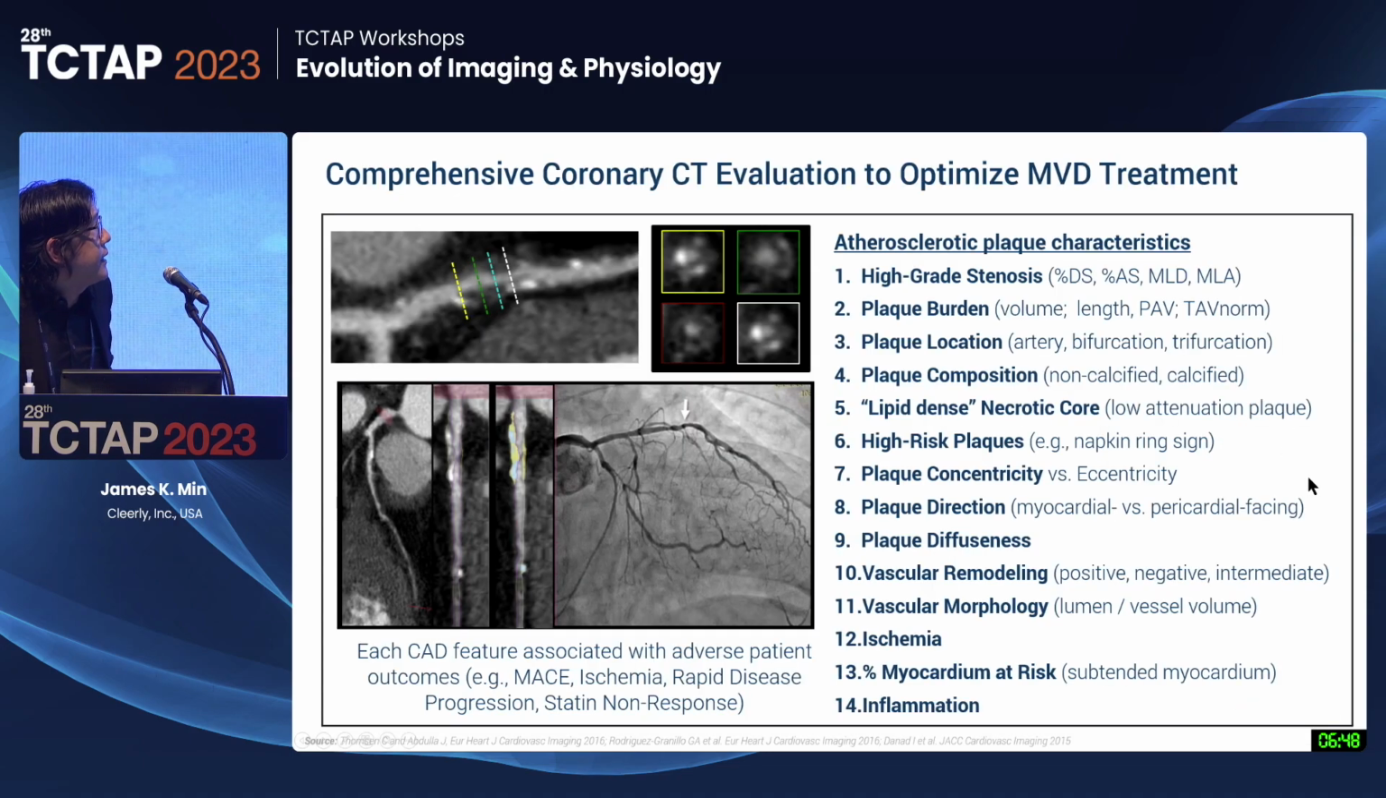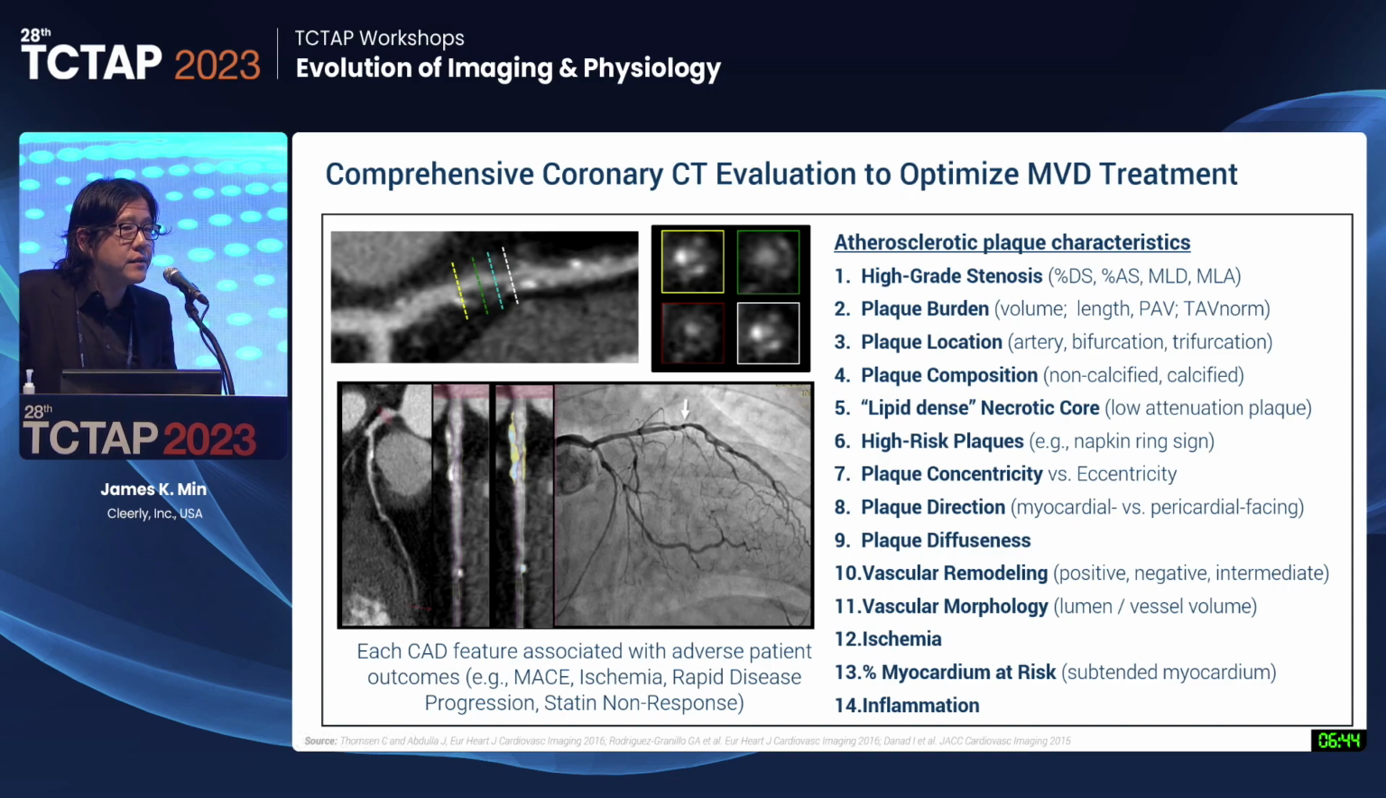What you see here on the right is a list of things that we found to be important for patient-centric outcomes in coronary disease. It turns out they all are pretty similar. So the things that predict major adverse cardiovascular events are also the things that predict ischemia. They're the things that predict rapid disease progression, complications and no-reflow in the cath lab, and so on.